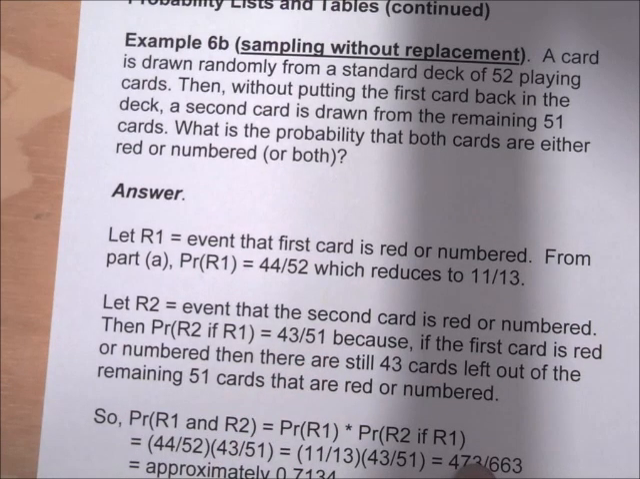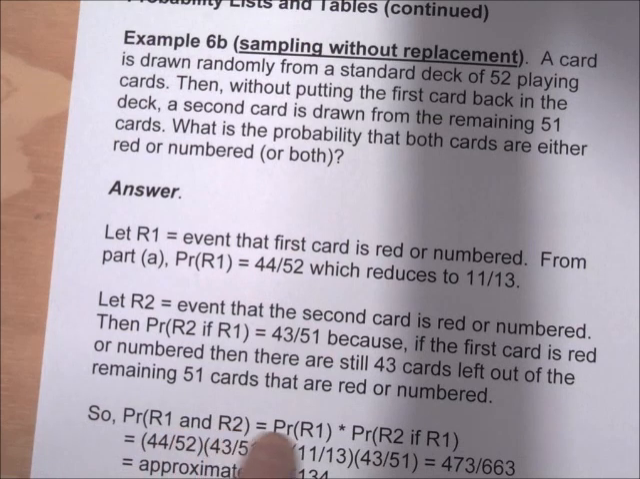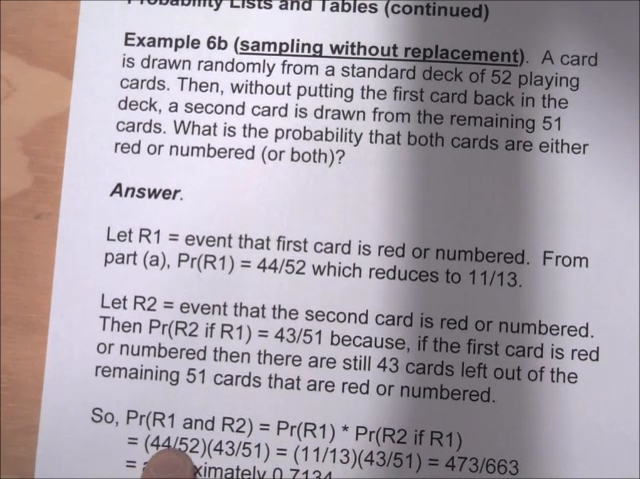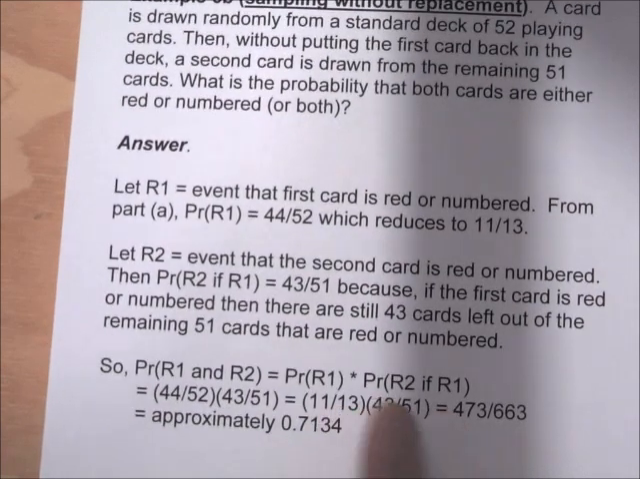So the probability that both cards are red or numbered. This is the formula for conditional probability. The probability of R1 and R2 is the probability of R1 times the conditional probability of R2 given R1. So it's going to be 44 over 52 times 43 out of 51. We can reduce the first fraction: 11 out of 13 times 43 out of 51. Multiply the numerators and denominators, we get 473 out of 663. If we convert it to a decimal, it's approximately 0.7134.